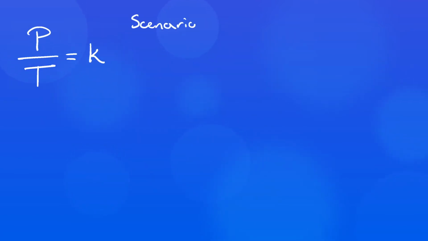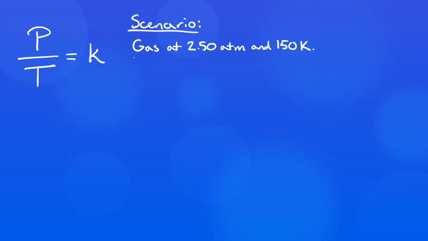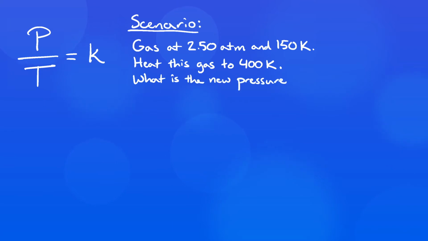So here's how you could use Amontons's law to solve a problem. Say you're starting with one set of conditions, maybe a gas at 2.5 atmospheres of pressure, and its temperature is something like 150 Kelvin. Now say you want to heat the gas up to 400 Kelvin, more than double what we had before, and you want to know what's going to happen to the pressure. Well, Amontons's law says that as long as you didn't change anything else, like the volume or the amount of gas present, the ratio of the pressure and the temperature will always be the same.